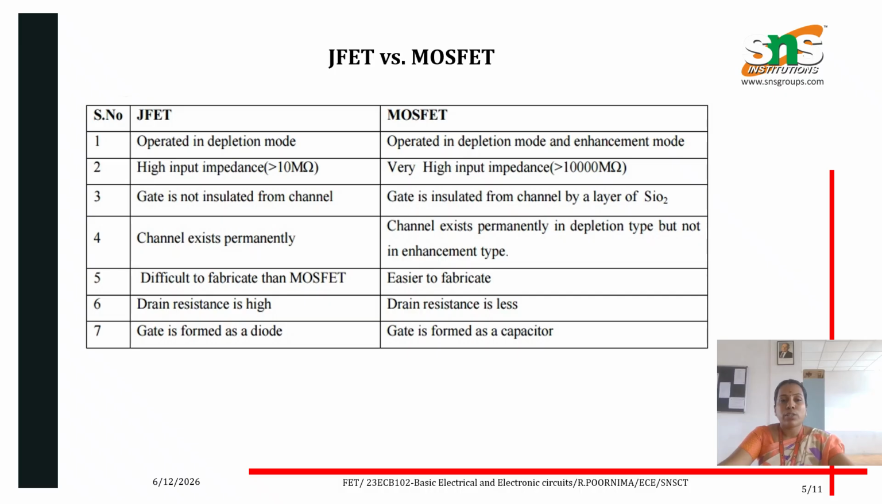In the JFET, the gate is not insulated from the channel; it is connected to a PN junction, whereas in MOSFET, the gate is insulated from the channel by a layer of SiO2. In JFET, the channel exists permanently. In MOSFET, there are two types: the depletion type where the channel exists permanently, but not in the enhancement type. JFET is difficult to fabricate, MOSFET is easier to fabricate. Drain resistance is high in JFET and less in MOSFET. And the gate is formed as a diode in JFET, whereas it is formed as a capacitor in MOSFET.